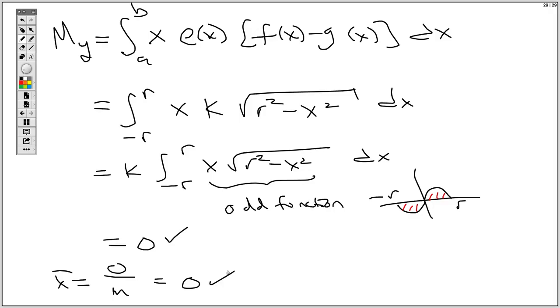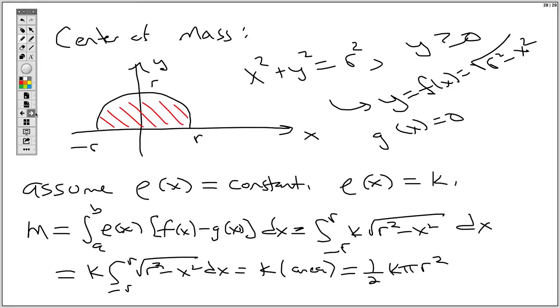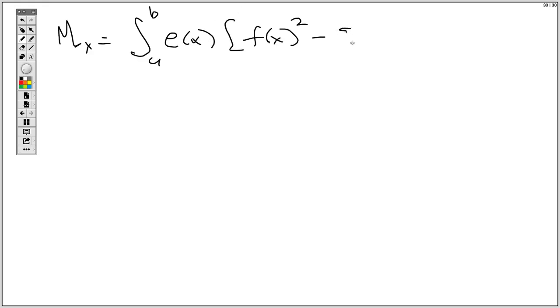Right? And so the question is, where along the y-axis? That's why we need to do the moment about the x-axis. How far up and down? We know it's heavier above than below because there's nothing below it. So it should be somewhere between 0 and r. Where is it going to be? Well, let's find that out. The moment about the x-axis would be the integral from a to b of rho of x times f of x squared minus g of x squared dx.